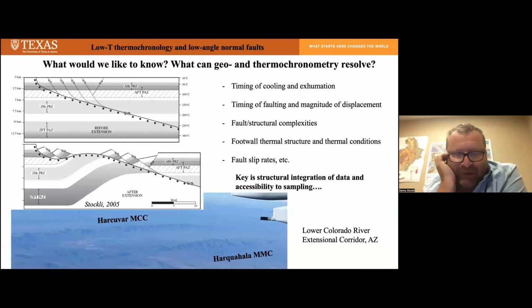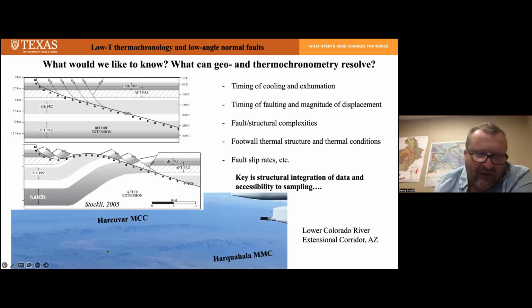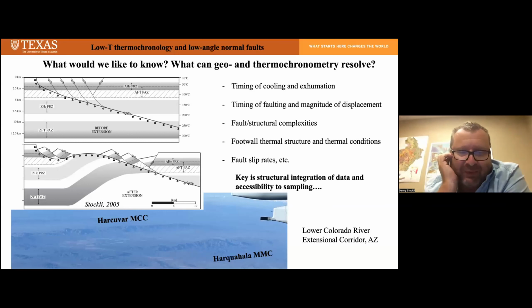And as Whitney just showed spectacularly in the lower Colorado River extensional corridor of California and Arizona, those are really well exposed. You see in this picture, which I took last week, the Harcuvar Mountains, which is a metamorphic core complex corrugation, and you see the Harquahala down here. It's another metamorphic core complex where the upper plate is basically pulled off to the northeast, and you get these 50-kilometer long footwall corrugations that really allow sampling.